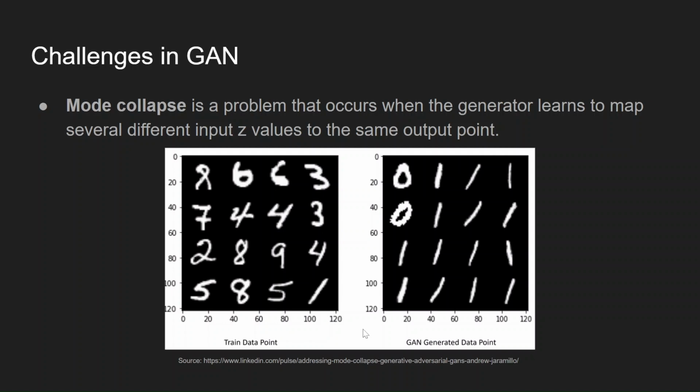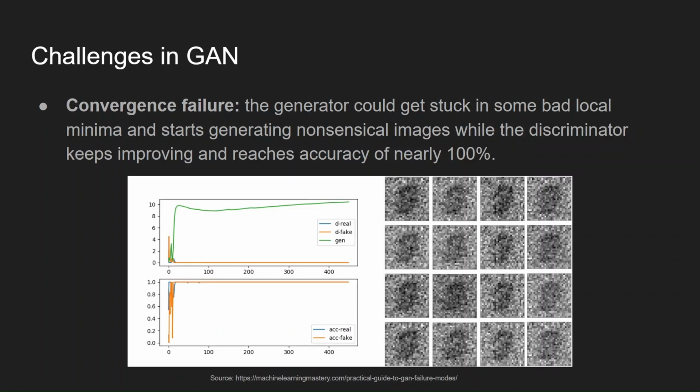It's quite useful. Then the third challenge which regular GAN faces is convergence failure. Now what is convergence failure? It means that the generator gets stuck in some bad local minima and starts generating nonsensical images, while the discriminator keeps improving and reaches an accuracy of nearly 100%, or the loss of the discriminator reaches 0. The reason for this is that the generator part of the GAN is producing nonsensical images, so it is very easy for the discriminator to classify between a real image and a generated image.